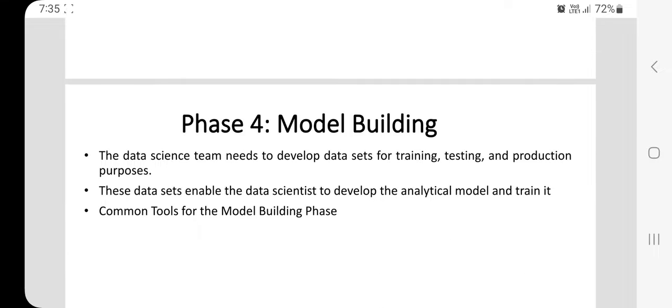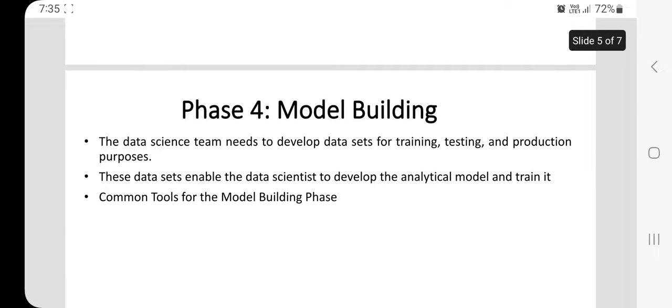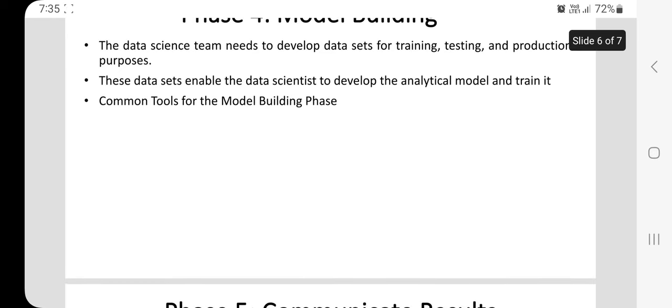Next is the model building phase. In the model building phase, the team develops the data sets for testing, training, and production purposes. In this phase, the team builds and executes models based on the work done in the model planning phase. The team also considers whether its existing tools will suffice for running the models, or whether it will need a more robust environment for executing the models and workflows.